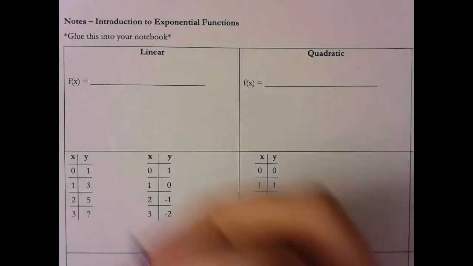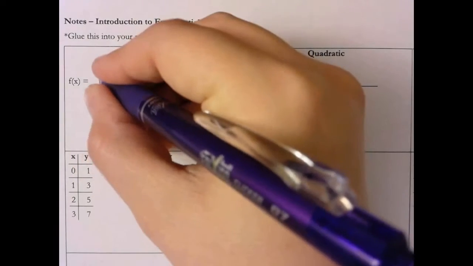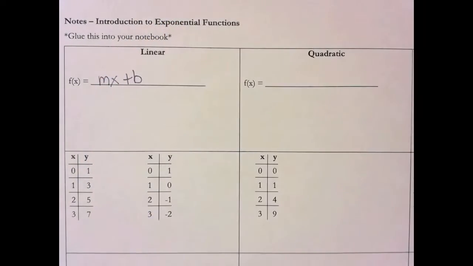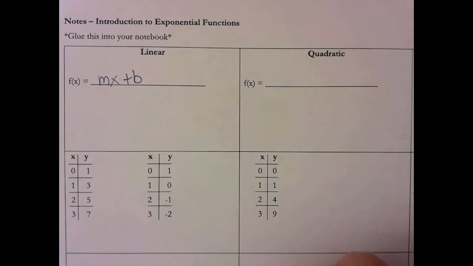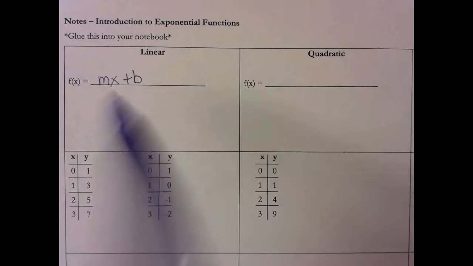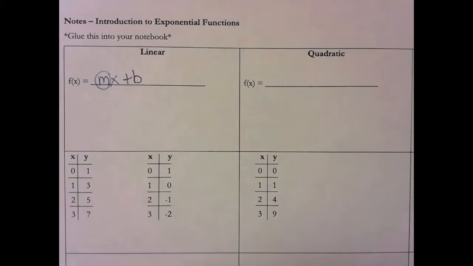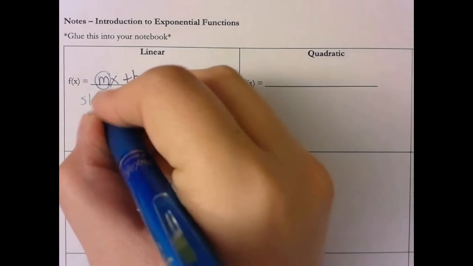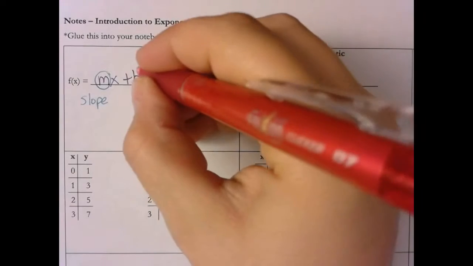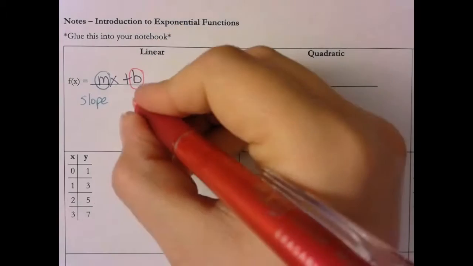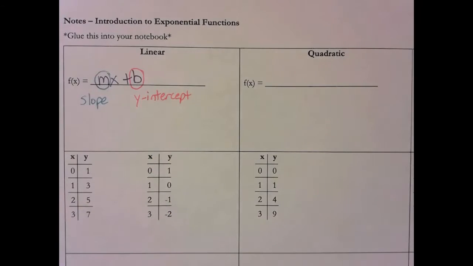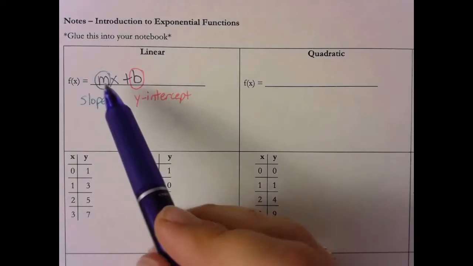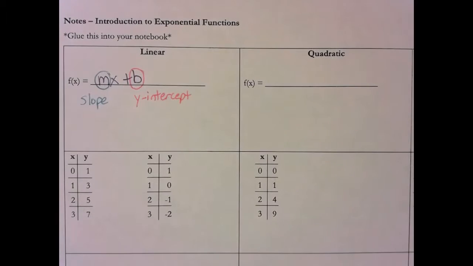So first, linear. One way to write a linear function is y equals mx plus b. Now that's called slope-intercept form. We also have point slope and standard form. But this is my fave. A little reminder, this m right here is the slope, and b is the y-intercept. So you'll know it's linear because we just have that x, no exponent on it.